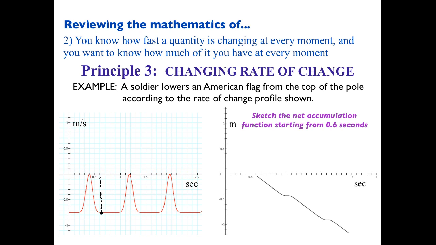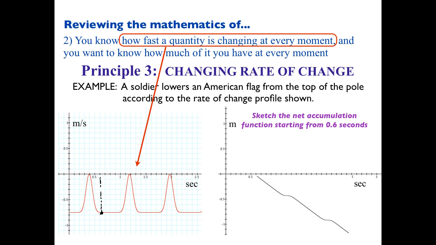Okay, so what does this have to do with this thing that we're reviewing? You know how fast the quantity is changing at every moment. You know how much of it you have at every moment. What do these functions, these graphs, have to do with that? First graph. This is the rate of change, right? This is exactly what a rate of change function tells us. Given any moment since we started lowering the flag, there's a point that tells us what the rate of change is at that moment, right?